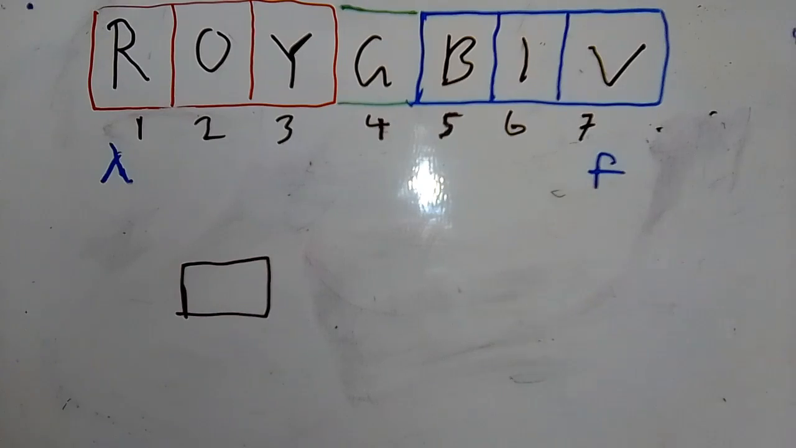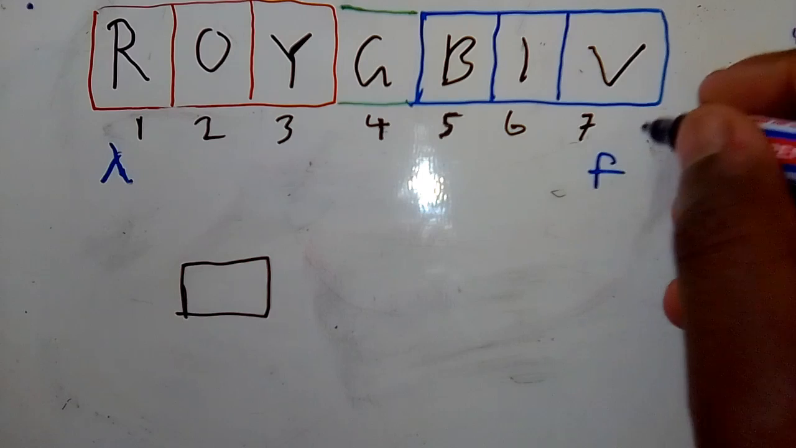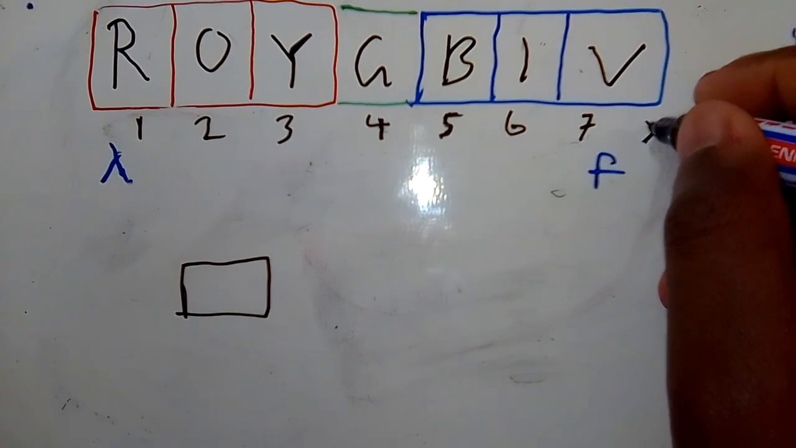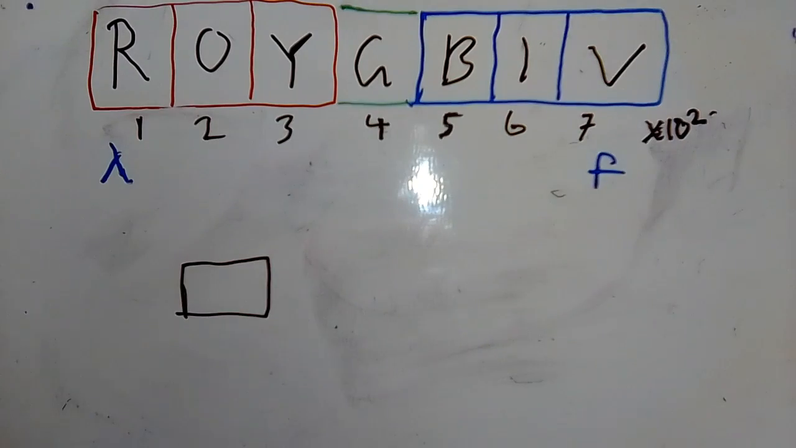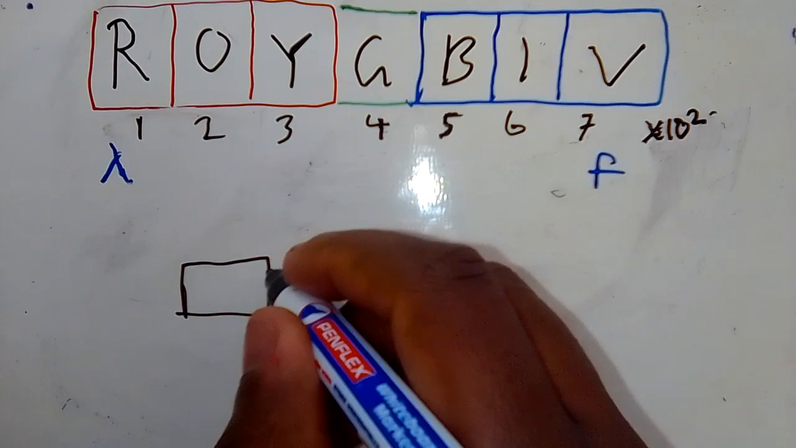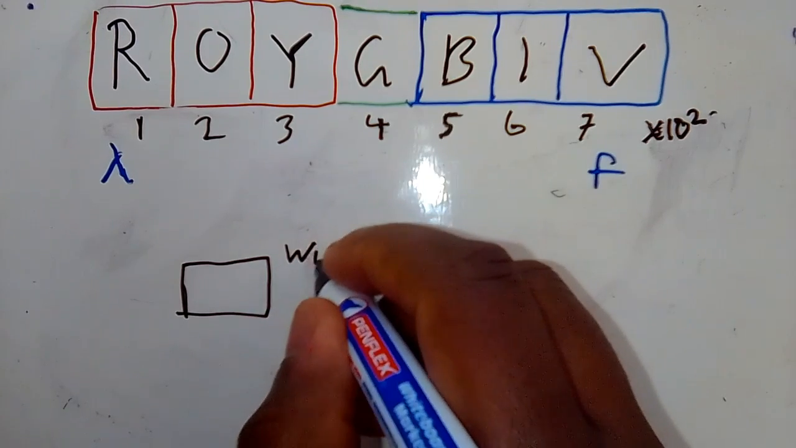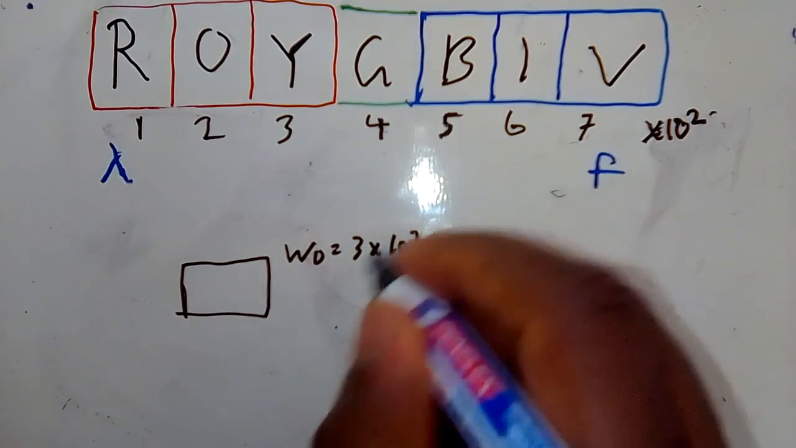Alright, let's go back to the previous situation. Let's say all these are instead the work functions, and each of these is times 10 to the power of 2. So let's say the work function for this metal is 3 times 10 to the power of 2.